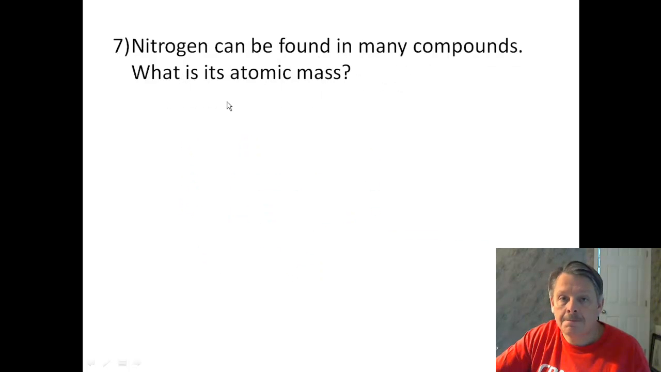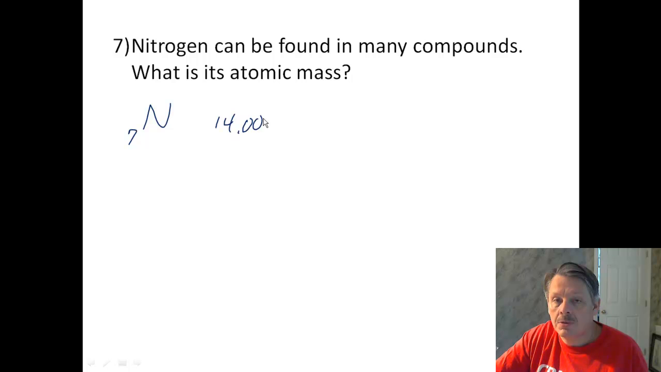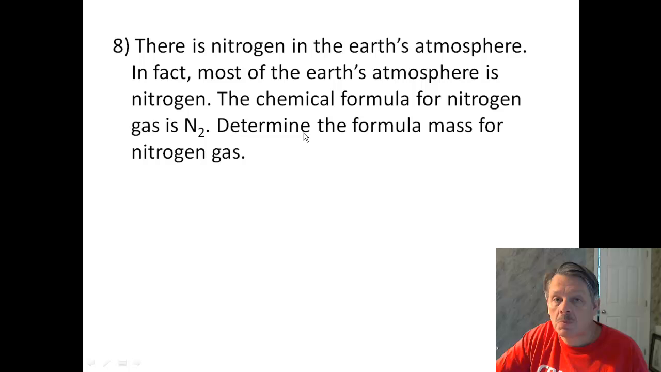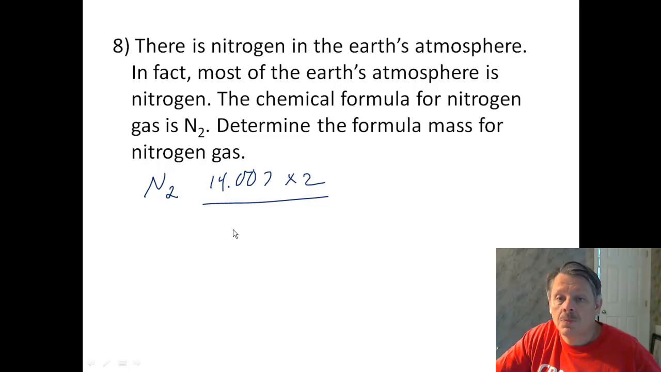All right. So nitrogen's an element. I look it up on the periodic table, and it weighs 14.007 atomic mass units. But when we find nitrogen on Earth, it's N2. So I have to take the 14.007, multiply by 2, and I come up with 28.014 atomic mass units.